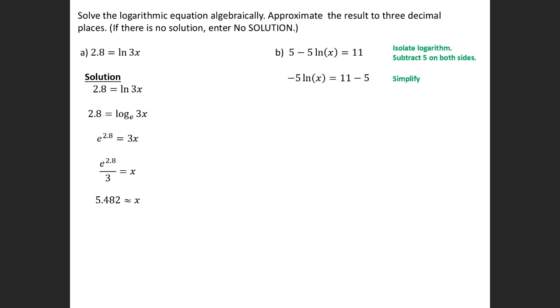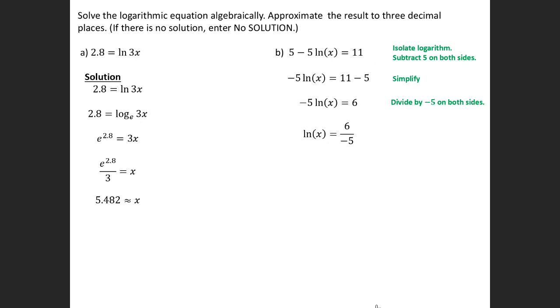Okay, so this is going to give us negative 5 natural log of x is equal to 11 minus 5, which is 6. Okay, so now the next thing we want to do is get rid of this negative 5. So we're going to divide by negative 5 on both sides. So this is going to give me the natural log of x is equal to 6 divided by negative 5.